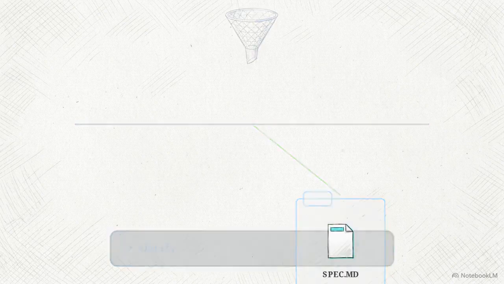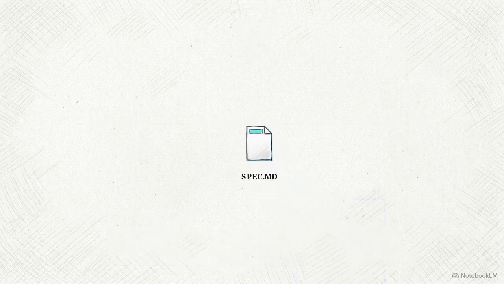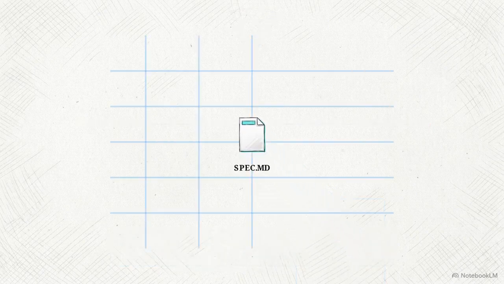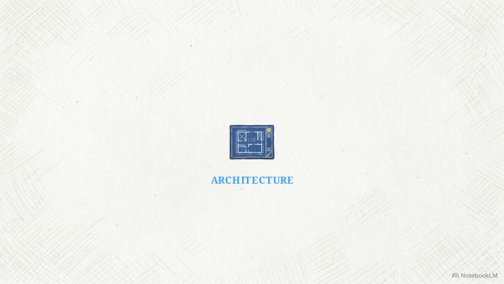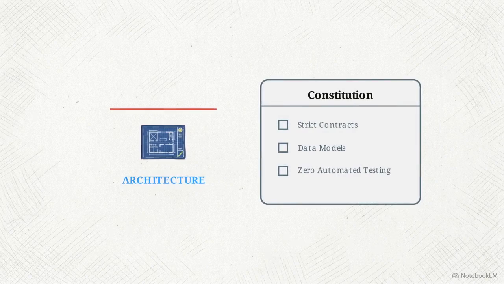This diagram shows the next transition, the plan phase. Here, we feed the Markdown spec into a matrix of our chosen technical tools. We tell the AI to use the sortable library for drag and drop and Tailwind for styling. The output is a highly structured architecture plan, detailing specific data models and strict contracts for our UI components.